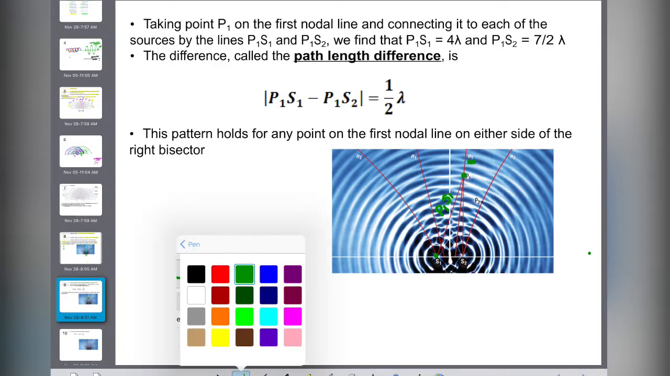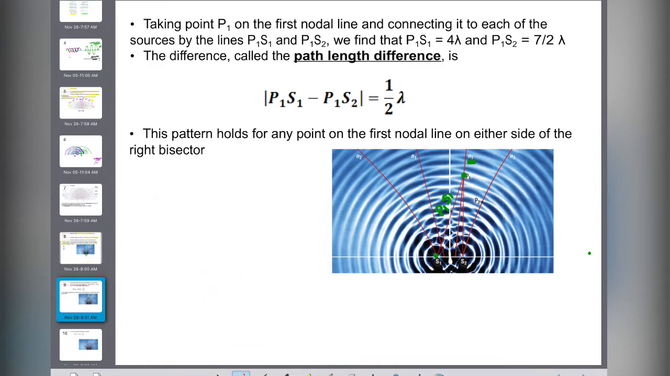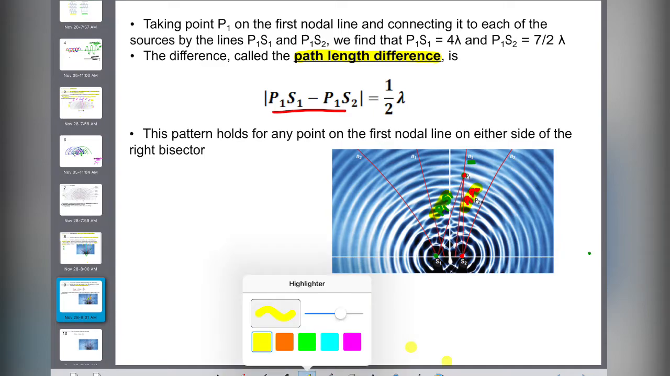Okay? And then they do the same thing and do a measurement: how long is it from P1 to S2? So they found P1S2. What they noticed is that if they take the difference, we call it the path difference, basically subtracting P1S1 from P1S2, it always equals half of the wavelength, always.